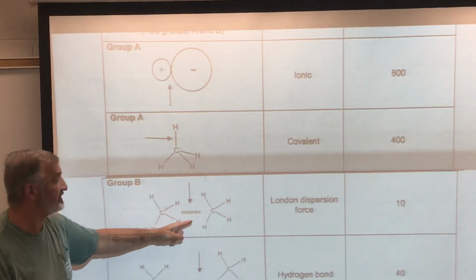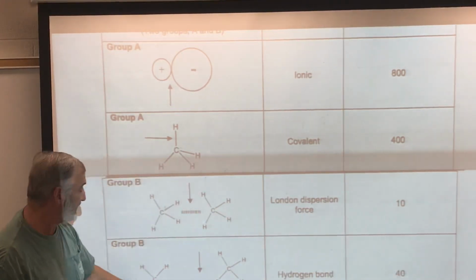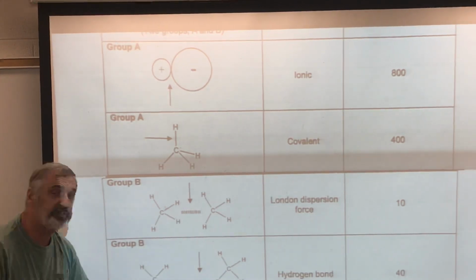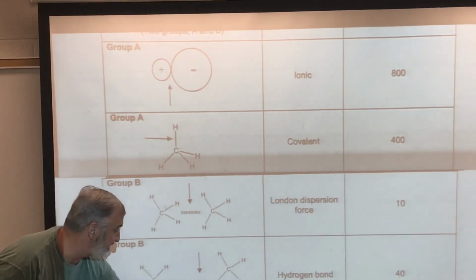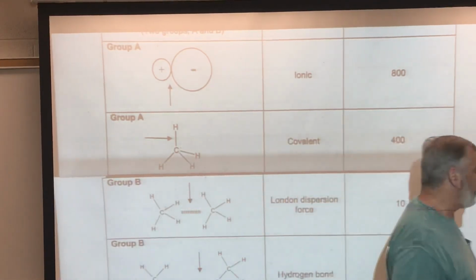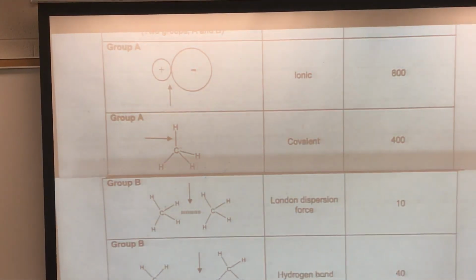London dispersion forces, notice they're the weakest. Then you have hydrogen bonding, which is the strongest, and then dipole-dipole. This is the negative end and this is the positive end attracting here. I think that's pretty straightforward for you.